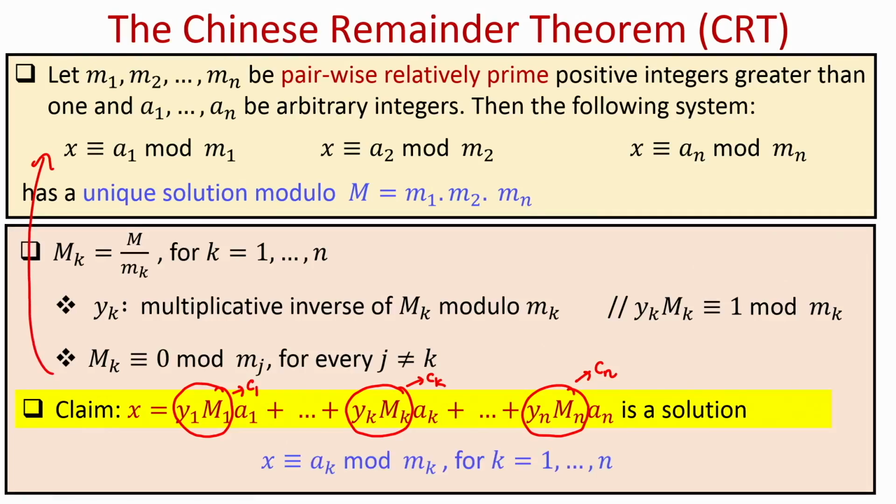And you can easily verify that. What will happen if I take the value of this x and compute x modulo m k? If I compute x modulo m k, then that will be the same as the first summand modulo m k, the second summand modulo m k, the kth summand modulo m k, and the last summand modulo m k, right. Now, what can I say about the first summand modulo m k?